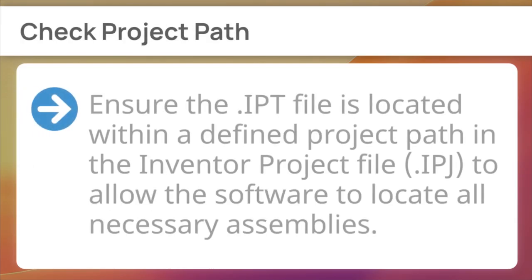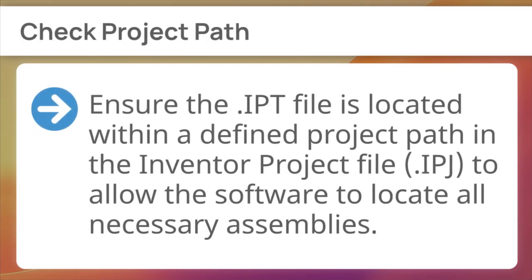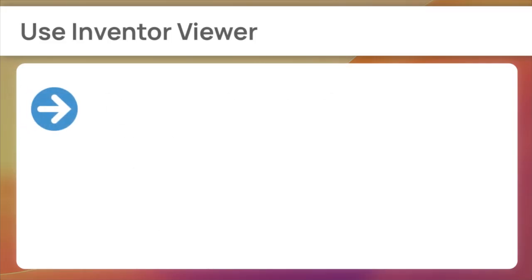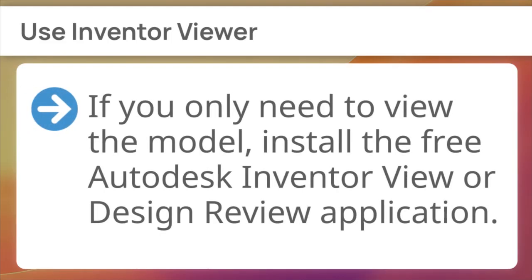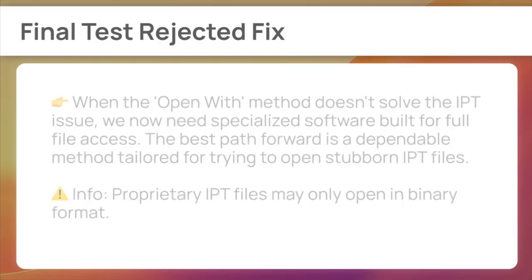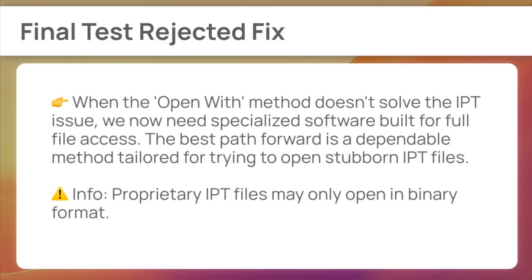Next, check project path. Ensure the IPT file is located within a defined project path in the Inventor project file .ipj to allow the software to locate all necessary assemblies. Finally, use Inventor Viewer. If you only need to view the model, install the free Autodesk Inventor View or Design Review application. Your current apps can't read the IPT file, which tells us the solution isn't in your existing software.